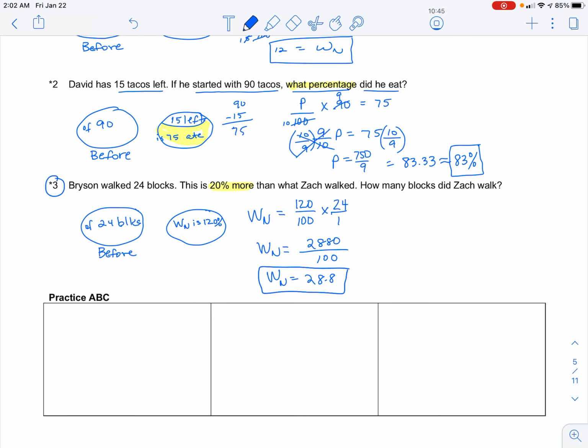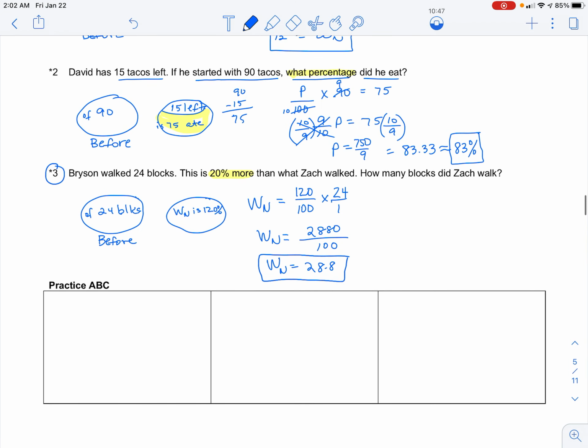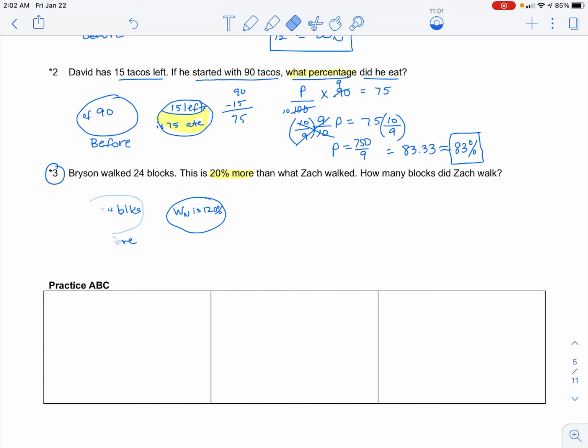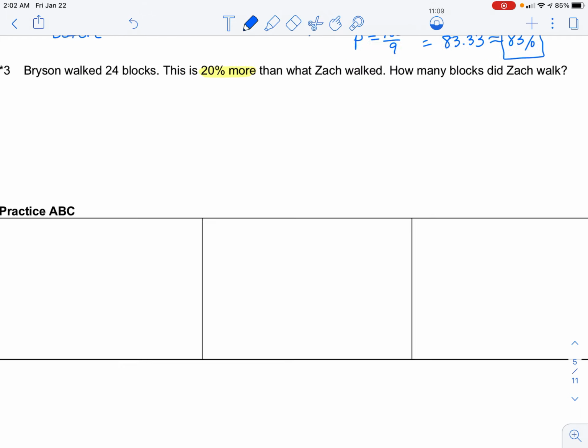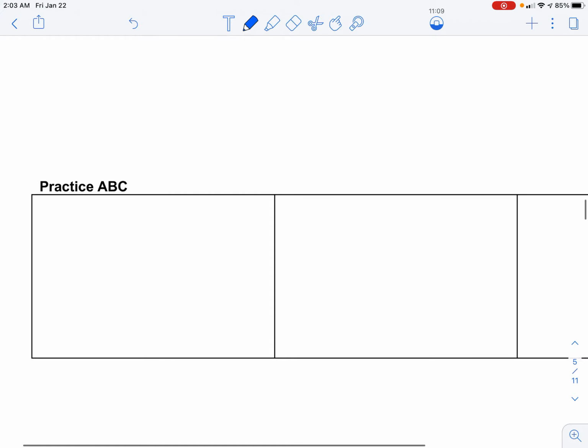Actually, I've got to think about that. I might have to come back to this one. Because I'm saying this like Bryson walked the 20% more. But actually, Zach would have walked less. So this one probably needs to be redone. I'm going to erase that. I may have to think about that one and bring this one to class. Okay, and if you think you know what it is, I would like for you to work it out, and then maybe we can talk about it on Tuesday when we come back to class.